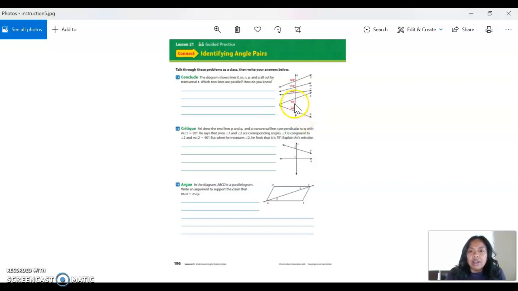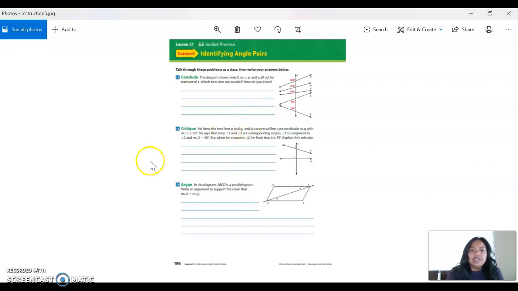But when you look at P, it has this measure 160 at the bottom, instead of the top like the other ones. We know that when it's at the bottom, it's going to be a linear pair to the ones on the top. So which one is going to make 180 degrees? If I add 60 to 120, that will make 180 degrees, and that's the one that's parallel. That's what you're going to write, explaining why those two lines are parallel.